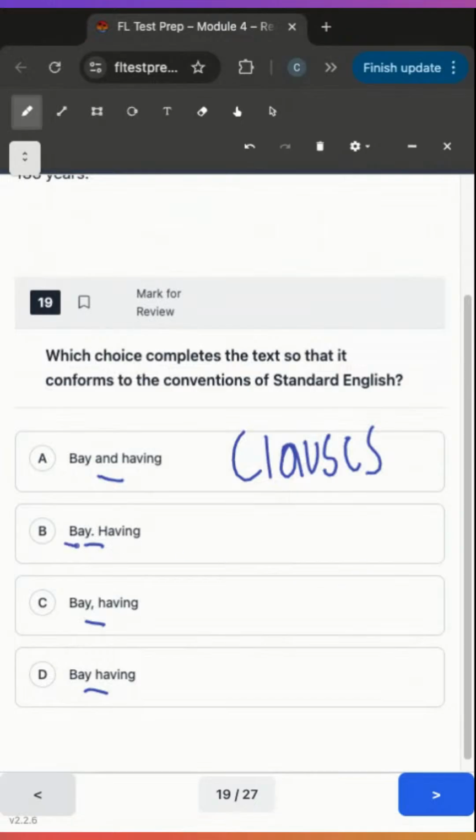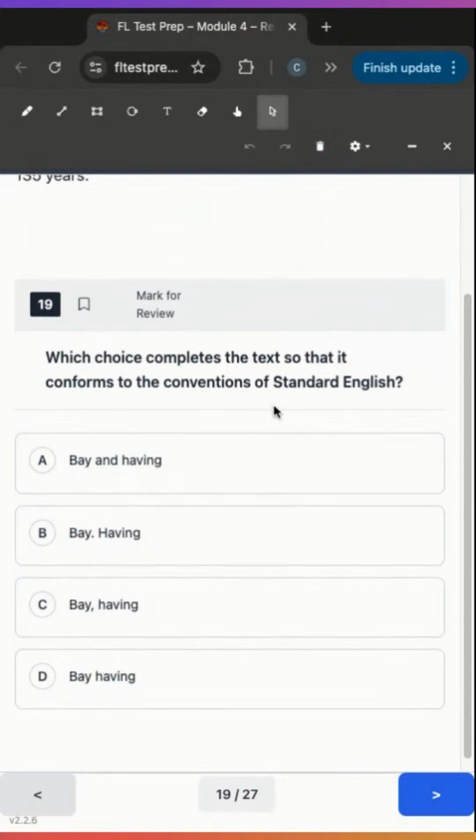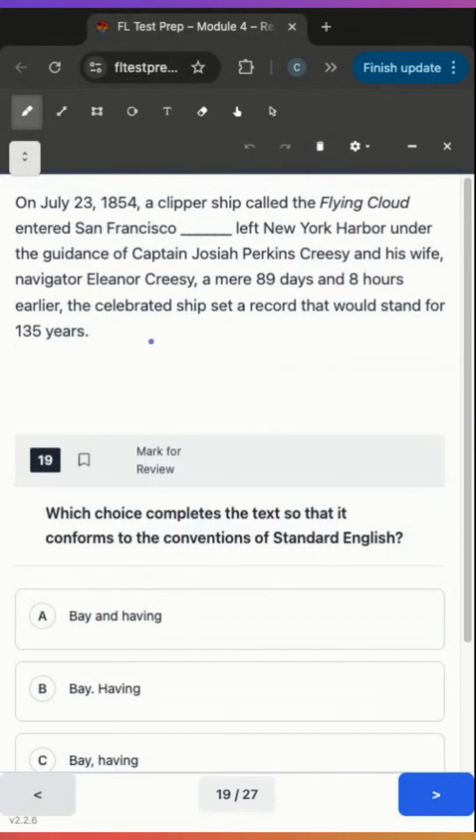So I know "Bay" is before the punctuation, so it's going to go with the first clause, and "Having" is after the punctuation, so I know it's going to go with the second clause. Let's take a look at the passage. "On July 23rd, 1854, a clipper ship called the Flying Cloud entered San Francisco Bay." Tell me, is that a full sentence? Yeah. It tells me that this ship entered San Francisco Bay. That's an independent clause. Let's look at the second clause.